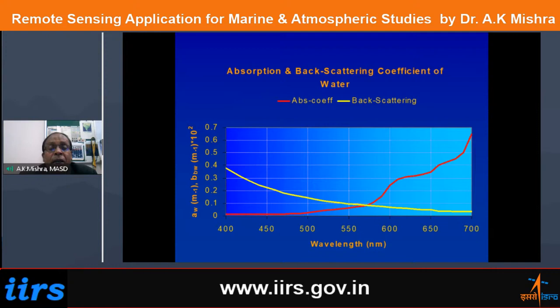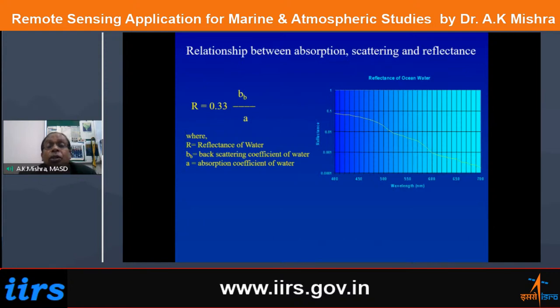That's what in the pure, uncontaminated water you will get scattering more in the blue end of the spectrum and absorption is less. So you will get high reflectance in the reflectance spectrum of the pure water. So you will get a reflectance spectrum like this, where the blue wavelength will reflect more compared to red wavelength.